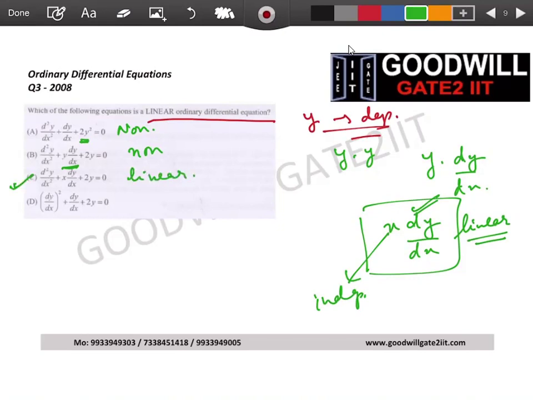Also, we can check option D, dy by dx whole square. So first thing we got dy by dx whole square. So this term makes it non-linear. I hope this is clear with everybody.